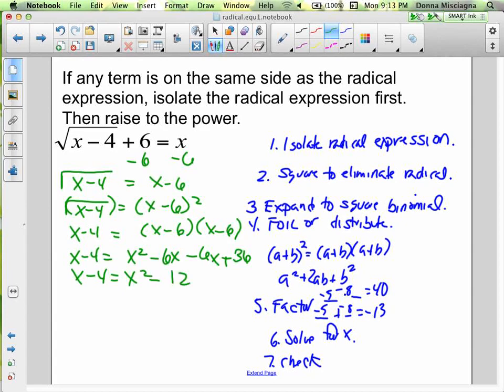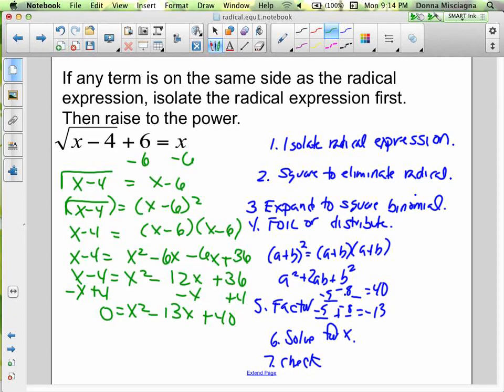12x plus 36. All right, now we got to move everything to one side, so we'll subtract x from both sides and add 4. Subtract x, add 4. So we have 0 equals x squared minus 13x plus 40. All right. Looks okay.